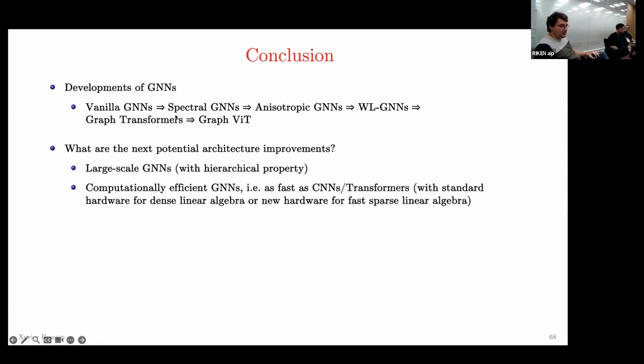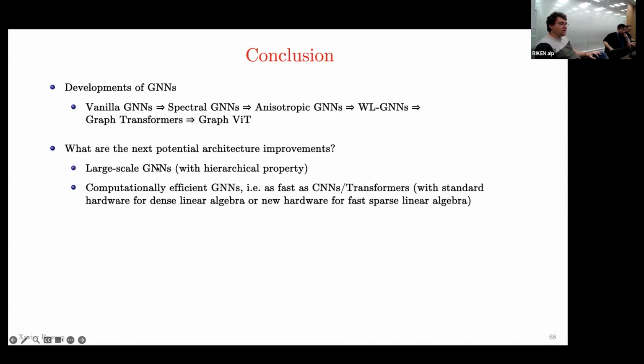So the development: we started with vanilla GNN, then went to spectral GNN, but the filters are all isotropic by mathematical definition. So we went to anisotropic ones. Then the community decided to go theoretical with Weisfeiler-Lehman GNN, but now they are correcting, it's not generalizable. Then we introduced graph transformers, which have a problem of over-squashing and long-range interaction. So we introduced graph ViT, and this is where we are, I think.